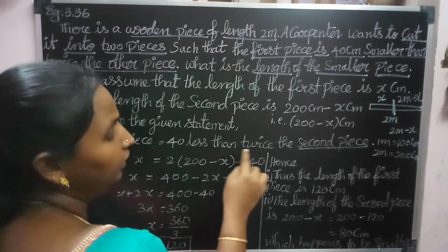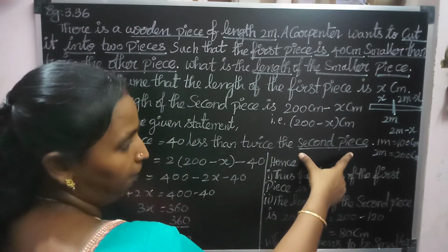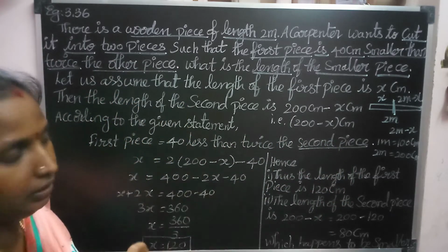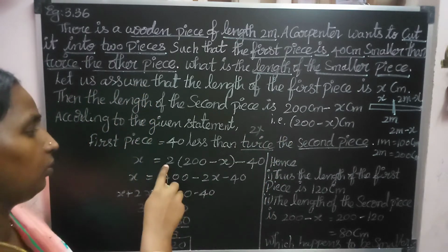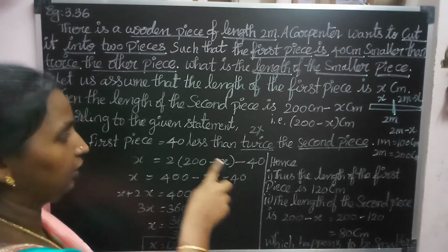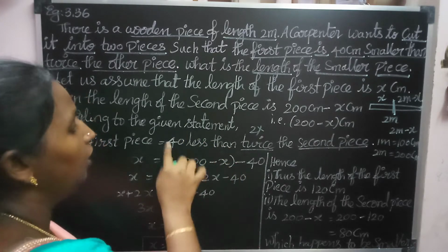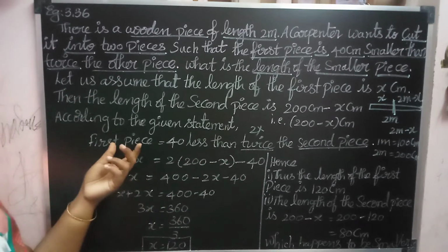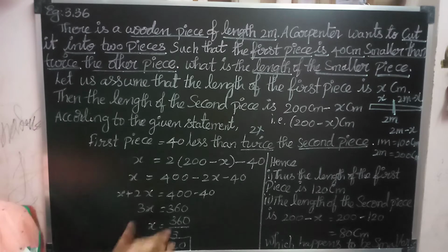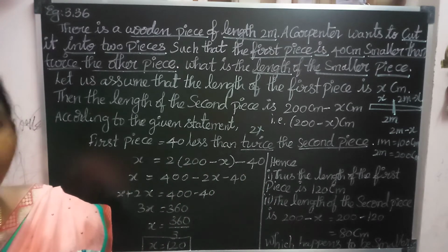40 less than twice the second piece. What is the length of the second piece? 200 minus x. Twice means 2 times, that is 2 into 200 minus x. Less than means subtract, minus 40. So the length of the first piece is x. Now we have written the linear equation, and now we are going to find the x value.